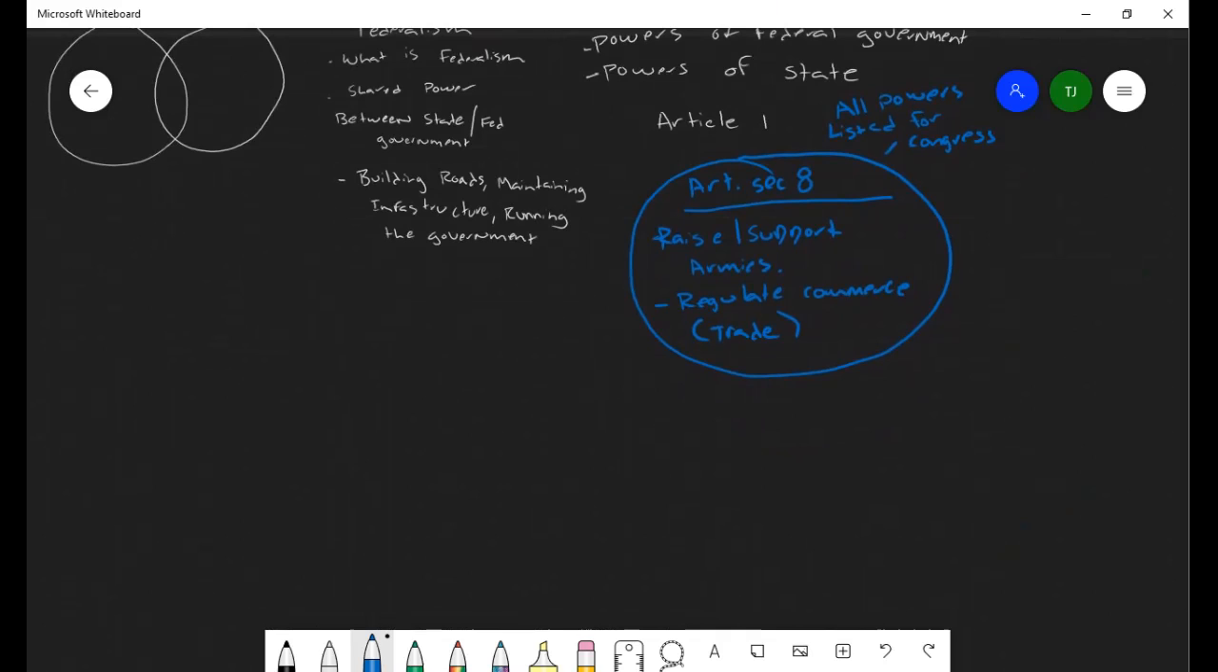Lucy, give me a power. Okay, lay and collect taxes. This is the number one. I love this. Okay, so the power of the federal government is to lay and collect taxes. So why does the federal government collect taxes? What do they use this for? Public services? Yes, they use this money for taxes, really to address the ideas to pay for the public needs.